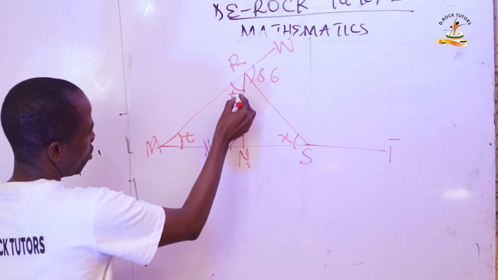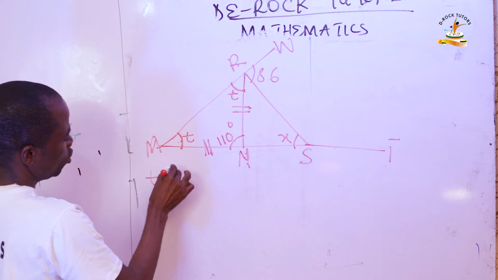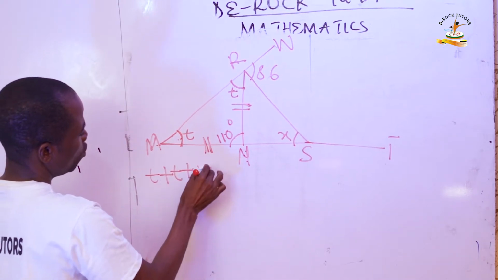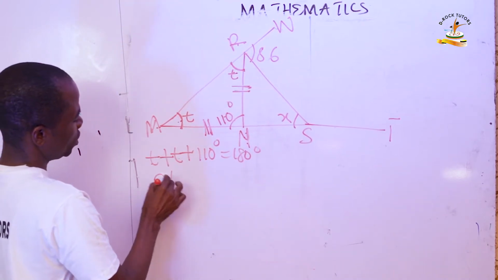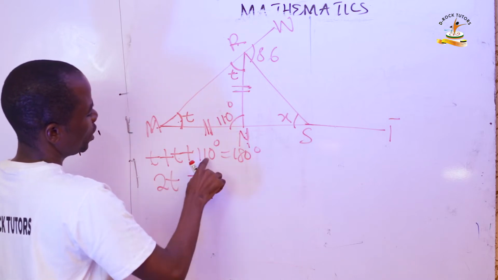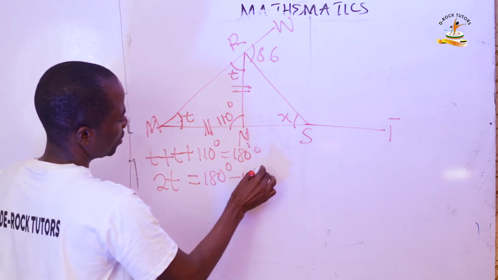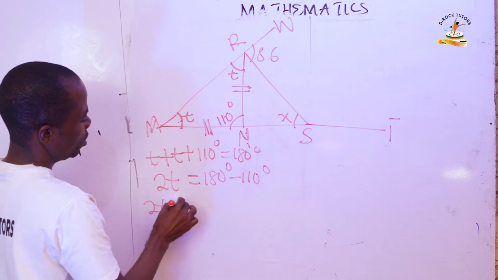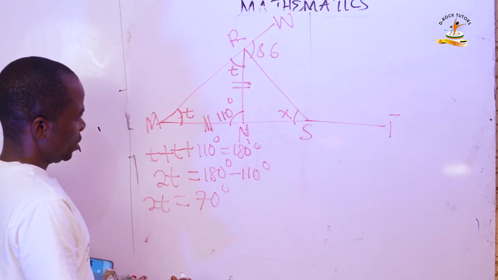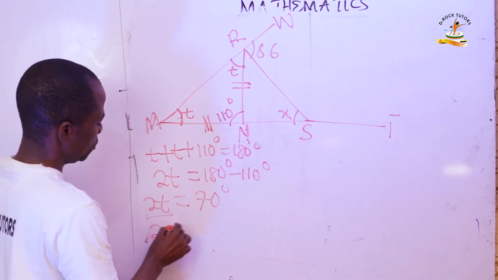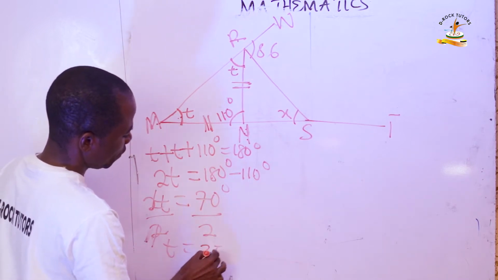Which means the sum of these 3 angles will add up to 180 degrees. That will be t plus t plus 110 degrees, all equal to 180 degrees. t plus t gives us 2t is equal to, then we can take 110 to the opposite side. That becomes 180 degrees minus 110 degrees. So our 2t becomes 70 degrees. And we can now divide both sides by 2. Then our t becomes 35 degrees.